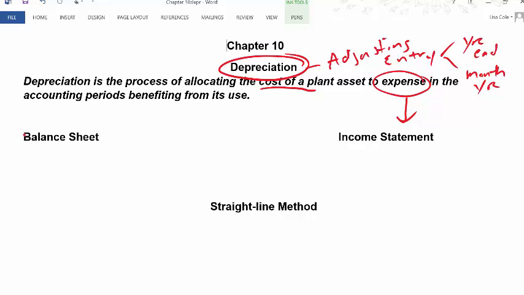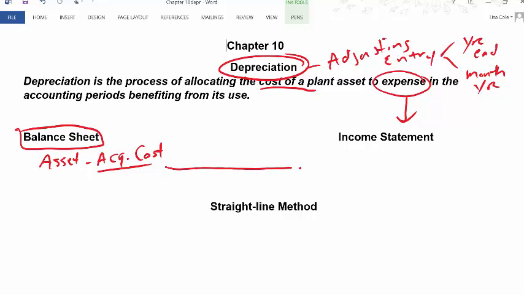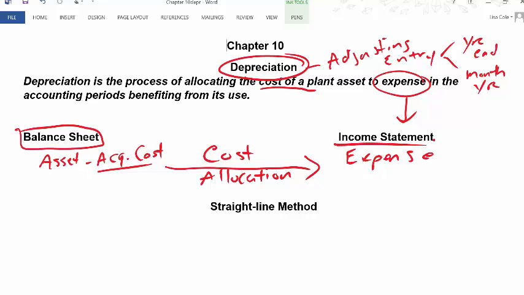Okay, and so on our balance sheet, we have the asset and its acquisition cost. In the chapter, they deal with all those costs that are included in the cost. Basically, the cost to get the asset and get it ready for use. And then what we're going to do is depreciate this. We're going to take the cost and allocate it over the life of the asset, and then record a depreciation expense. And that's going to appear on the income statement.